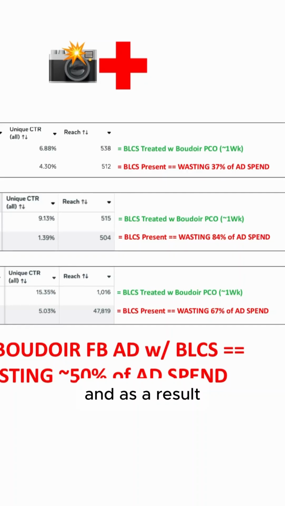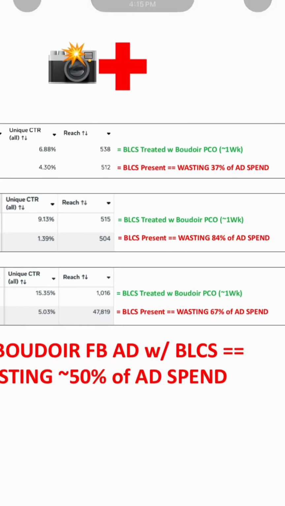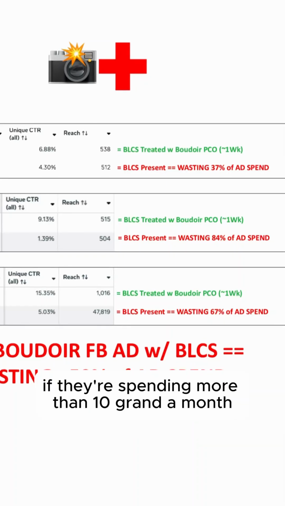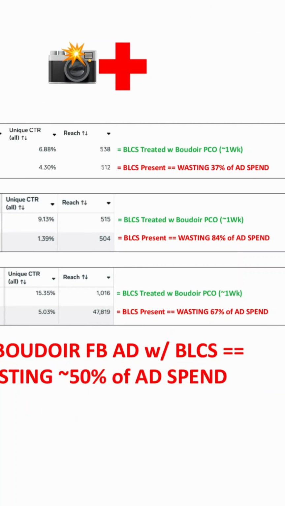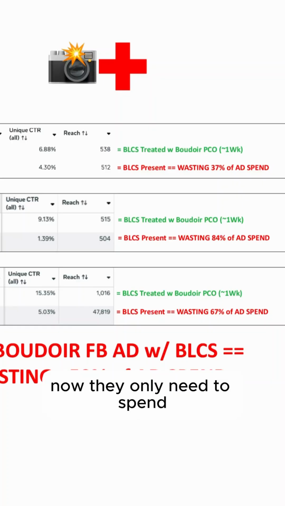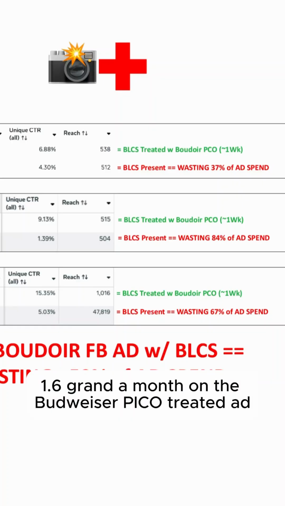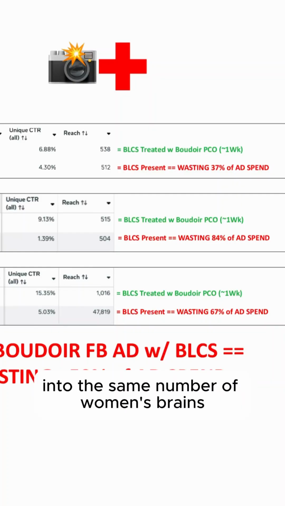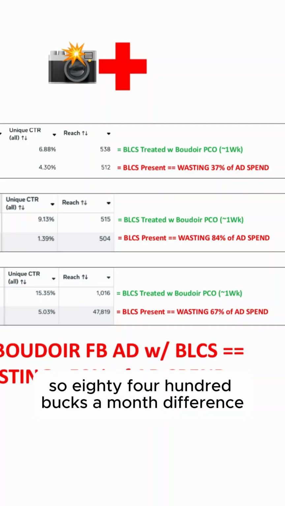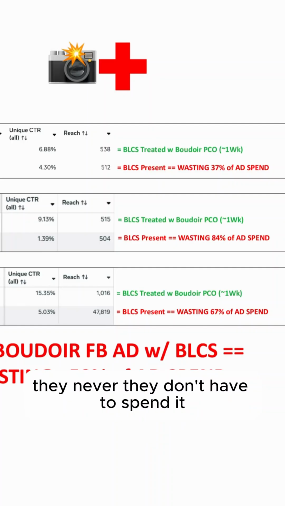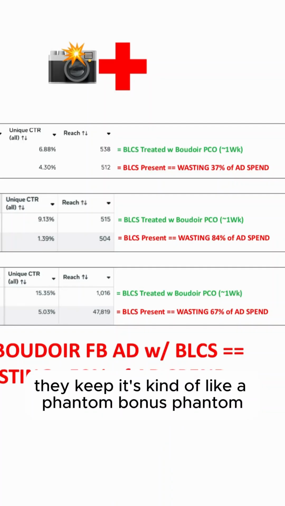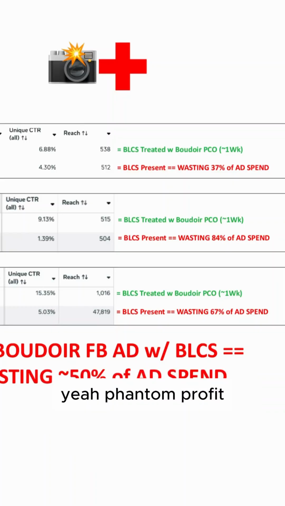And as a result, if they're spending 10 grand a month on the original Boudoir Facebook ad, now they only need to spend 1.6 grand a month on the Boudoir Pico treated ad and get their ad into the same number of women's brains. So $8,400 a month difference. They pocket it every single month. They don't have to spend it. They keep it. It's kind of like a phantom bonus, phantom profit.